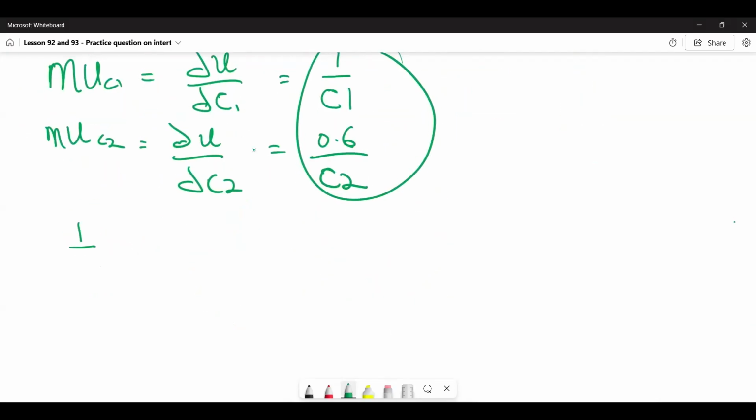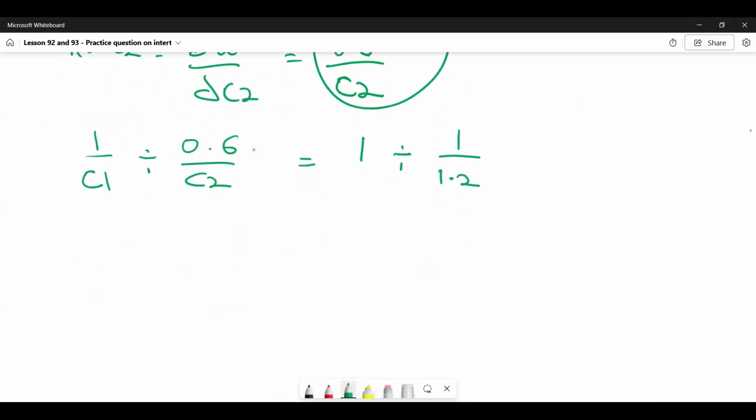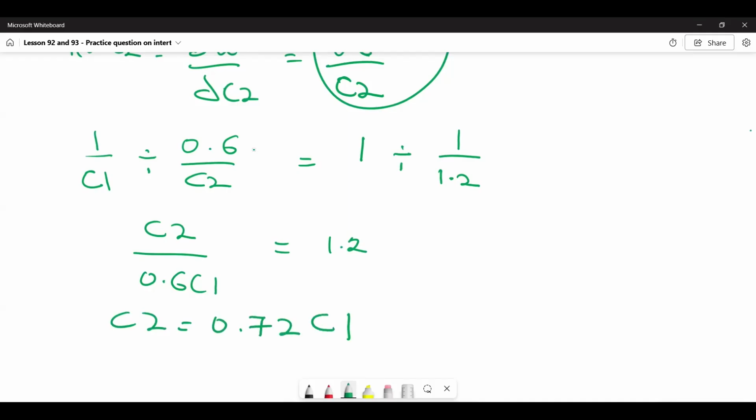So we have the marginal utility of C1 divided by the marginal utility of C2. And this should be equal to the price of C1, which is 1, divided by the price of C2, which is 1 divided by 1.2. So this can be simplified to be C2 divided by 0.6 C1 being equal to 1.2. So then with this, we can write C2 as 0.72 C1.